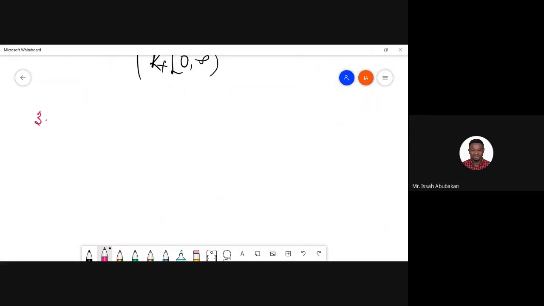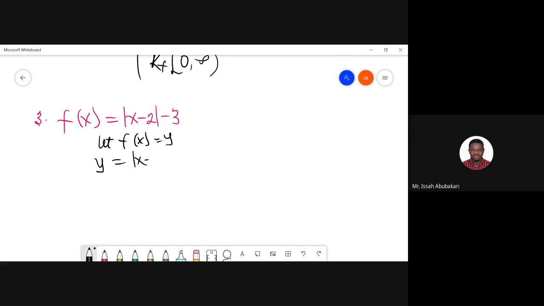Now, question 3, when we have f of x to be equal to an absolute of x minus 2 minus 3, okay? Now, this is a completely new question. Let's solve this. We are going to find the value of x and y, okay? So to find the value of x and y, first of all, let's equate the function to y. So let f of x be equal to y. So we are going to have y is equal to absolute of x minus 2 minus 3, okay?